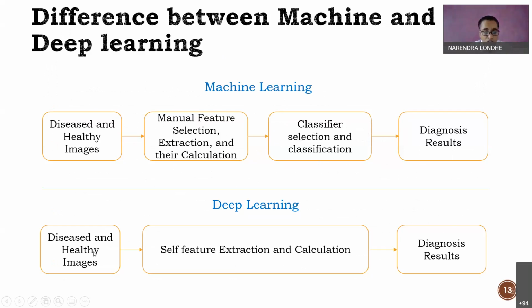While in case of deep learning, you just have to give the images, it will do the self feature extraction and calculation, and after that it will do the task of classification or segmentation and will give you the result. So that is exactly the difference between machine learning and deep learning. The major difference is feature engineering, right? And I will also tell you it's not only feature engineering, you will also see a difference in the level of features that deep learning is able to learn. It is very high. Okay, so that is the difference.